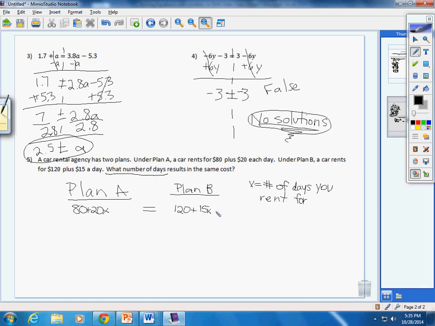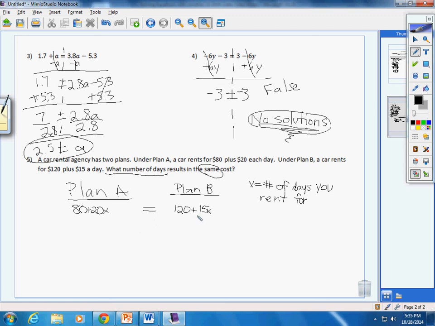Plan B, very similar, okay? Except for initially you pay $120, and then it's going to cost you $15 times however many days you keep it. Since we're being asked what number of days results in the, and this is the key word, same. What number of days results in the same cost? You're being asked how many days is it going to be that the price of this car under plan A is equal to the cost under plan B. So that's why we know that we're supposed to set those two things equal to each other.